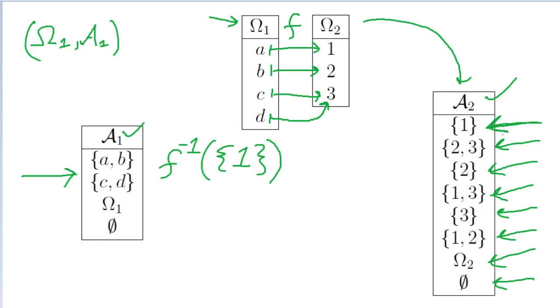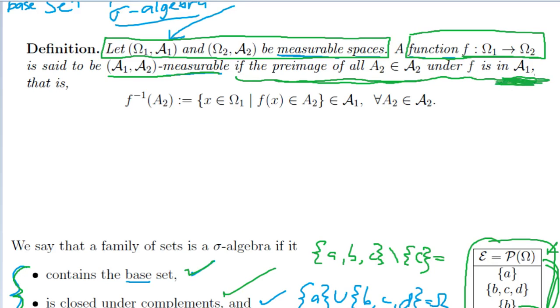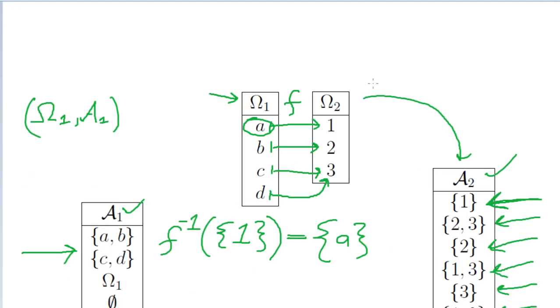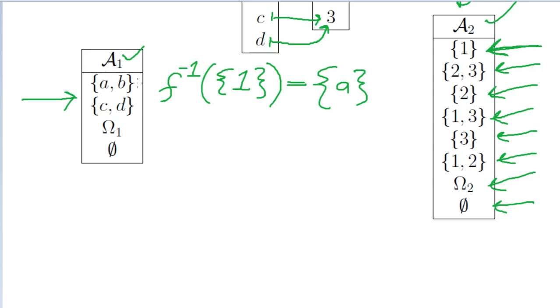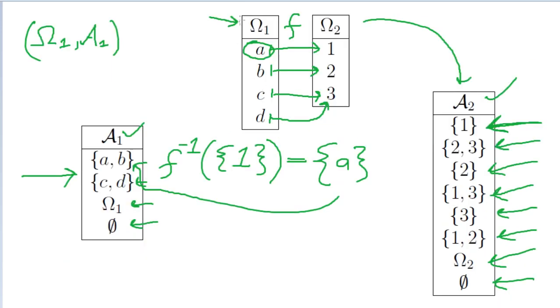In other words, what elements get sent to 1? Well, here just the element A gets sent to 1, so the pre-image is a set just containing the element A. Now, what I need to know is if that is in A1. Is it? Is this A in A1? No, it's not. We have AB, we have CD, we have omega 1 itself, and we have the empty set. That's not in it. So, right off the bat, we've determined this is not a measurable function.